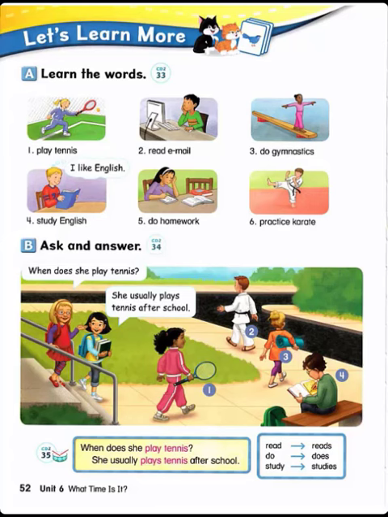Page 52. B. Ask and answer. When does she play tennis? She usually plays tennis after school. Number 1. When does she play tennis? She usually plays tennis after school. Number 2. When does he practice karate? He usually practices karate after school. Number 3. When does she do gymnastics? She usually does gymnastics after school. Number 4. When does he do his homework? He usually does his homework after school.